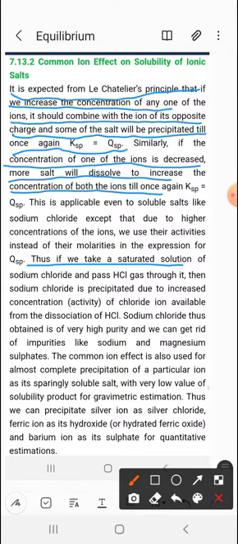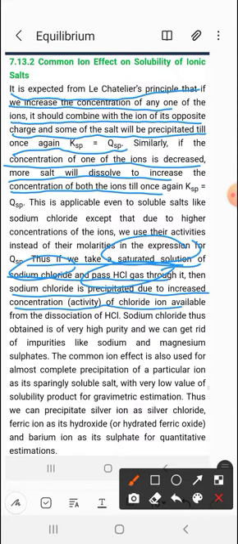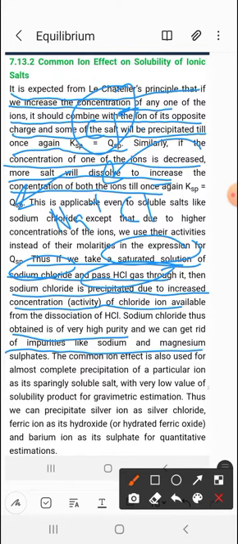Now it is like if you take a saturated solution of sodium chloride and pass HCl gas through it. Then sodium chloride is precipitated out due to increased concentration of chloride ion available from the dissociation of HCl, because in the solution obviously you have Na positive and Cl negative and you are adding HCl gas to it, so the common ion will be the chloride ion. So the concentration of chloride ion will get increased, so the equilibrium will shift backward and your NaCl will get precipitated out. So the sodium chloride thus obtained is of very high purity, and we can get rid of impurities like sodium and magnesium sulfates.